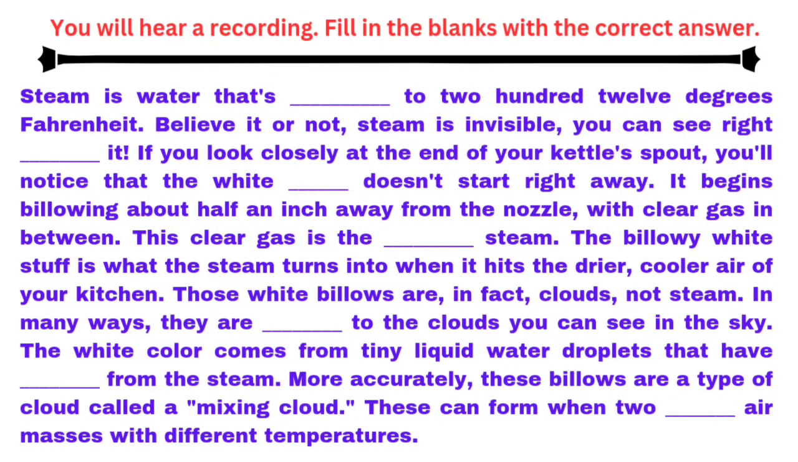Steam is water that's heated to 212 degrees Fahrenheit. Believe it or not, steam is invisible, you can see right through it. If you look closely at the end of your kettle's spout, you'll notice that the white stuff doesn't start right away. It begins billowing about half an inch away from the nozzle, with clear gas in between. This clear gas is the actual steam. The billowy white stuff is what the steam turns into when it hits the drier, cooler air of your kitchen. Those white billows are, in fact, clouds, not steam.